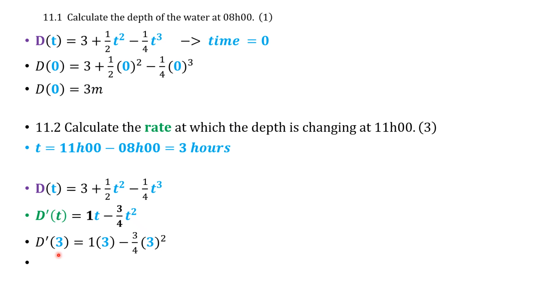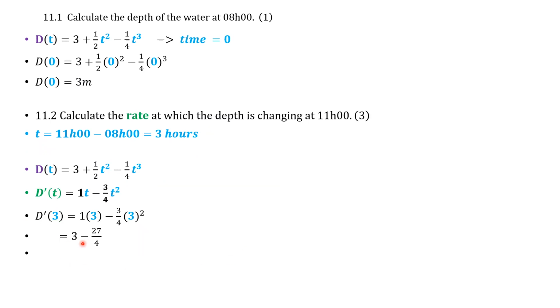So 1 times 3, minus 3 over 4 times 3 squared. 3 squared gives me 9, 9 times 3 gives me 27 over 4. So I have 3 minus 27 over 4, and that simplifies to minus 15 over 4 meters per hour. So every hour, that's how many meters it drops. Because it's negative, that's why I said drop. It means the water is flowing out, it's decreasing.